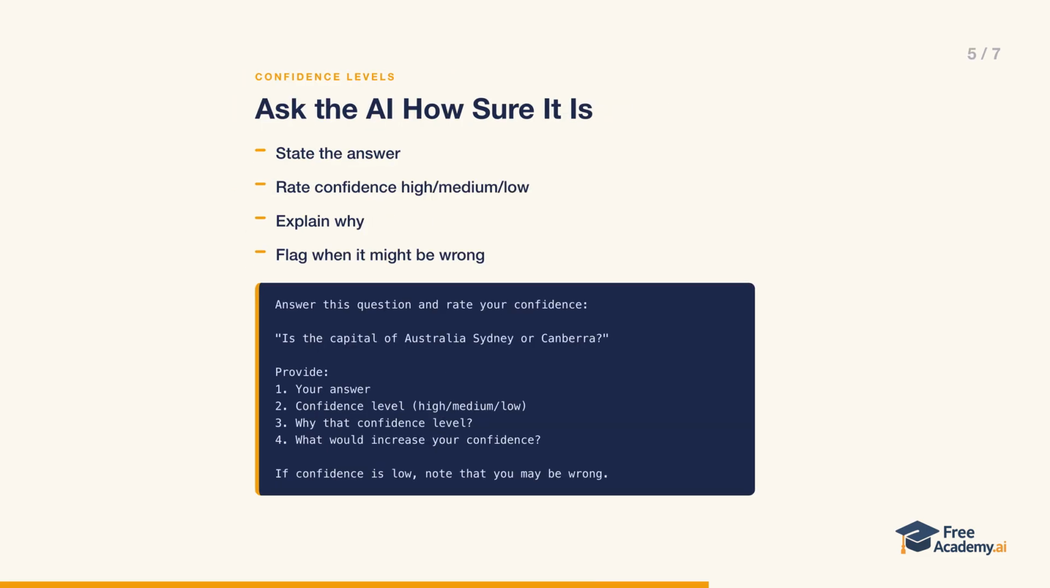Another angle is to ask for explicit confidence. Take this one. Is the capital of Australia Sydney or Canberra? We ask the model for its answer, a confidence level of high, medium, or low, why it chose that level, and what would increase its confidence. And we tell it that if confidence is low, it should note that it may be wrong. This is powerful because it surfaces uncertainty instead of hiding it. A confident wrong answer is dangerous, but an answer flagged as low confidence tells you exactly where to double-check. By the way, the capital is Canberra, not Sydney, which is exactly the kind of trap a confidence prompt helps you catch.